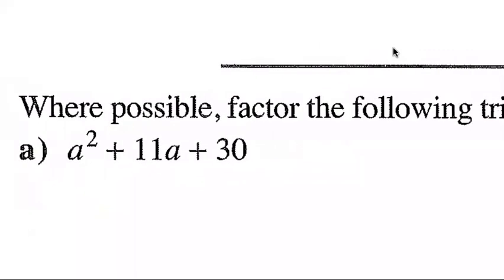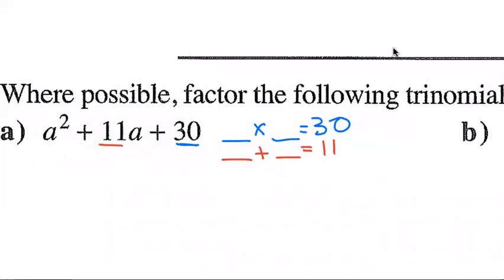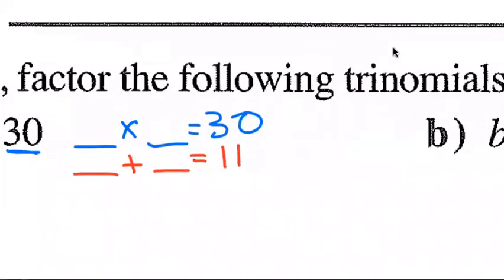So I look for two numbers that multiply together to give 30, this number. Those same two numbers that multiply to 30 have to add together to give me 11. And then there's some tricks with the positives and negatives that you'll have to figure out, remember, and work through. So two numbers that multiply to 30, add to 11. My choices are 1 and 30, 2 and 15, 3 and 10, 5 and 6.